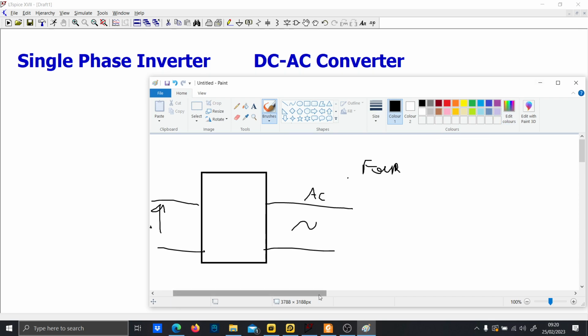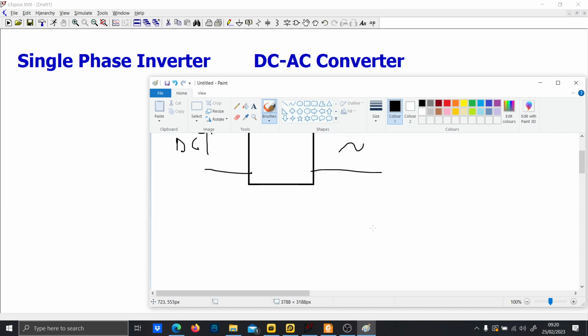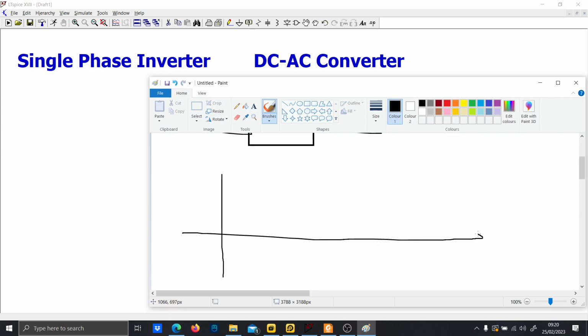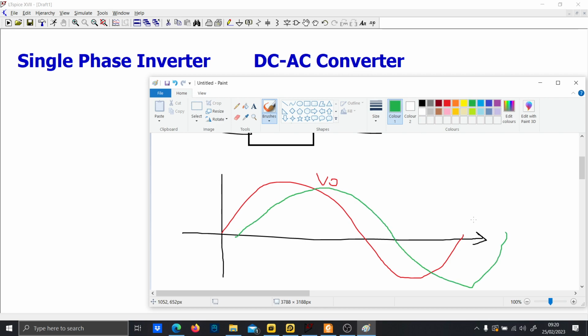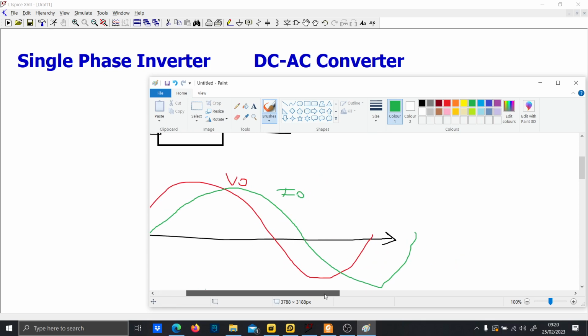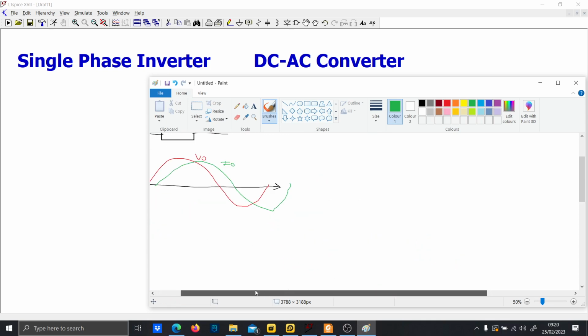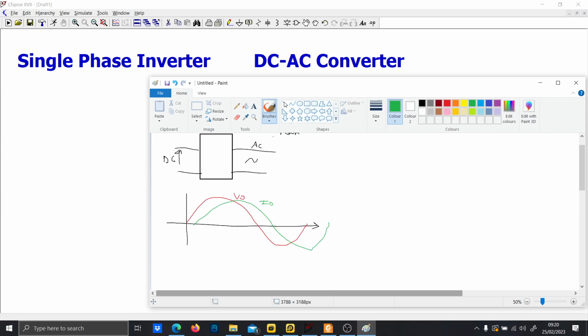Now, since the inverter will be driving a motor, the motor is an inductive load, so the output current will lag the output voltage. So this will be the output voltage, VO, and this will be, for instance, the output current, IO. From this graph you can understand that the inverter has at least 4 quadrants of operation.